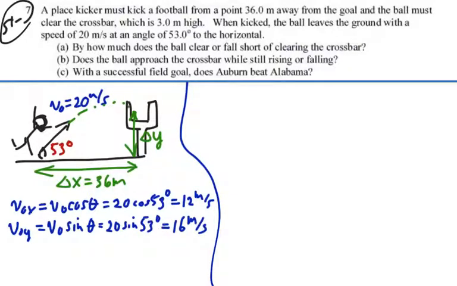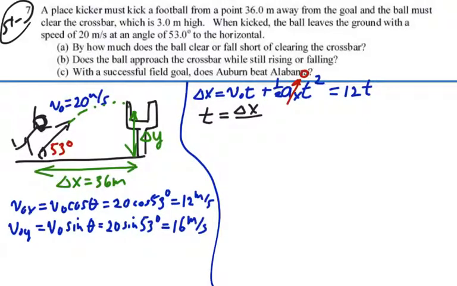We can use the x motion to find our time. We know that the displacement in the x direction is going to be equal to our initial velocity times time plus 1/2 acceleration in the x direction times time squared. But we have no acceleration in the x direction. It's unaccelerated in that direction. There's no gravity in the x direction. So this is strictly equal to 12 meters per second times time. Our time is the same in both directions. So our time is going to equal our displacement divided by our initial velocity in the x direction. 36 meters divided by 12 meters per second is 3 seconds.